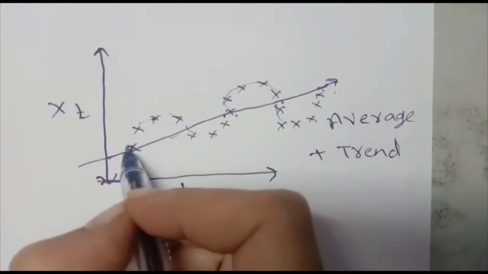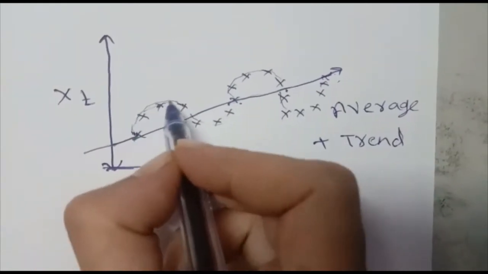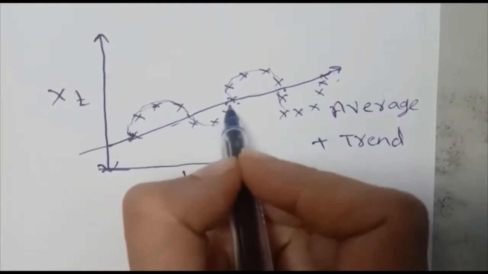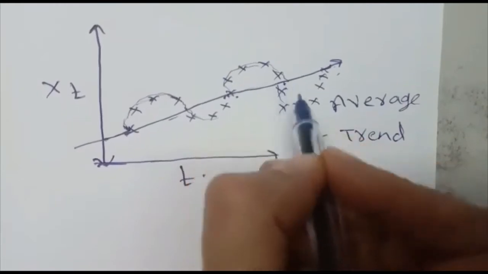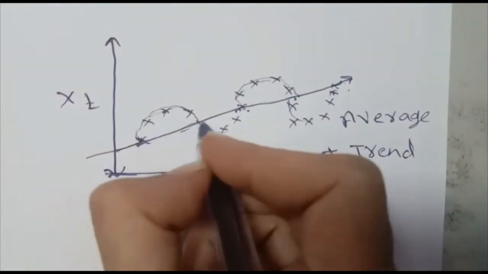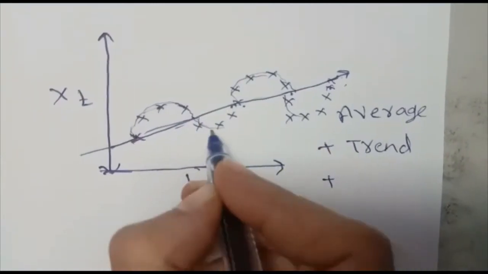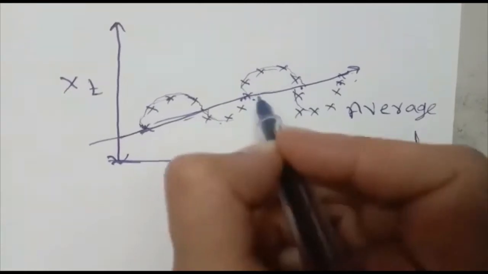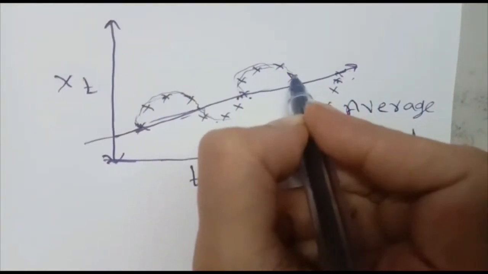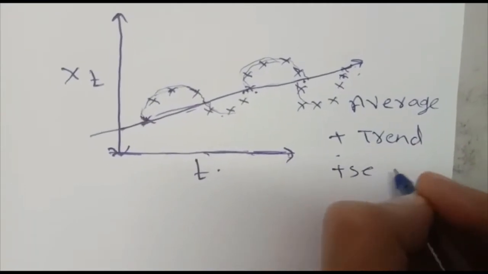And if you see carefully, there are cycles, right? There are some cycles. At this point the demand is increased, at this point demand is decreased, at this point demand is increased, and at this point demand is decreased. So there is a seasonality, means in this season the demand is increased, in this season of time period the demand is decreased, and in this season of time period again demand is increased, and again in this season demand is decreased. So there is a seasonality.